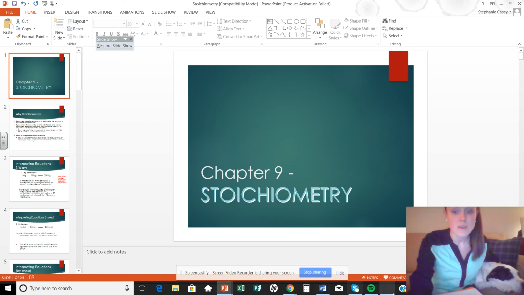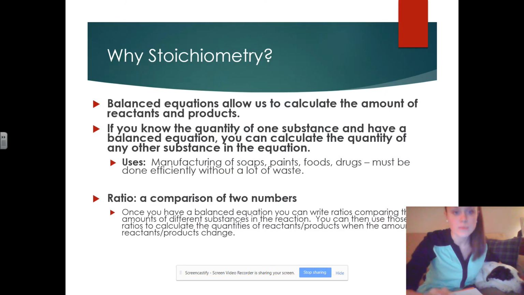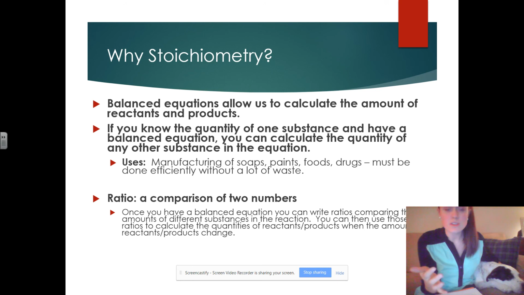All right. So what is stoichiometry? So stoichiometry is using balanced equations to calculate the amount of reactants or products you have in a given chemical reaction, okay? Because if you know the quantity of one substance in a balanced chemical equation, you can figure out the quantity of the other substances in that equation, okay?